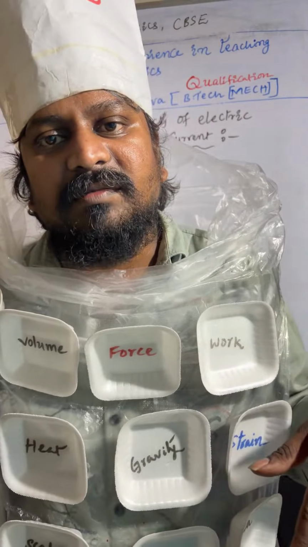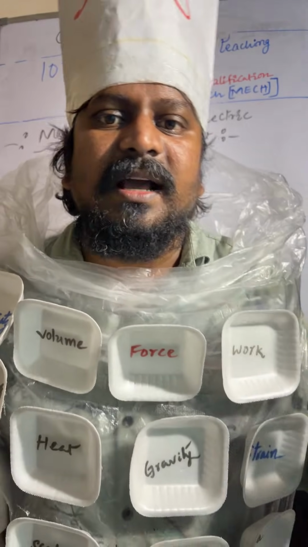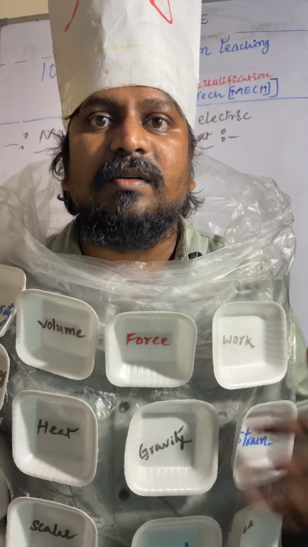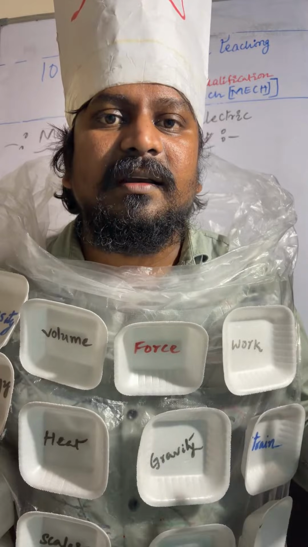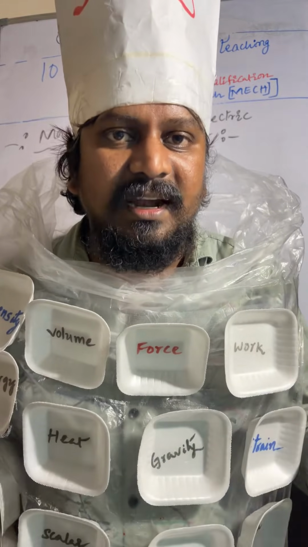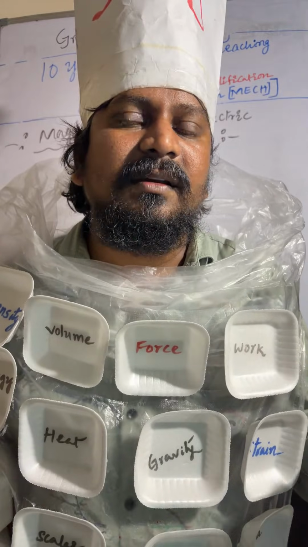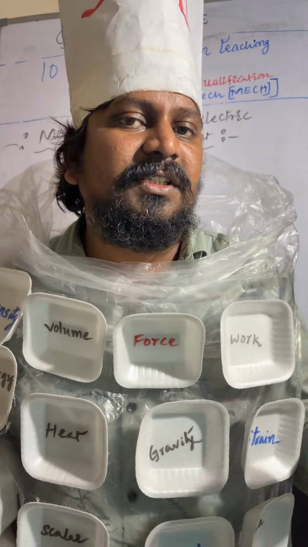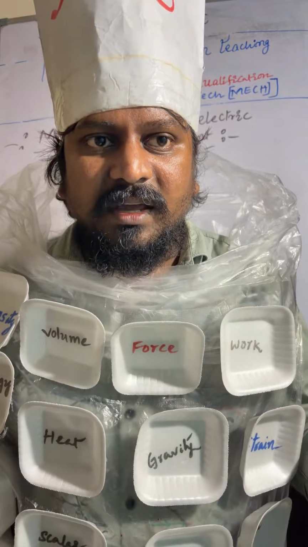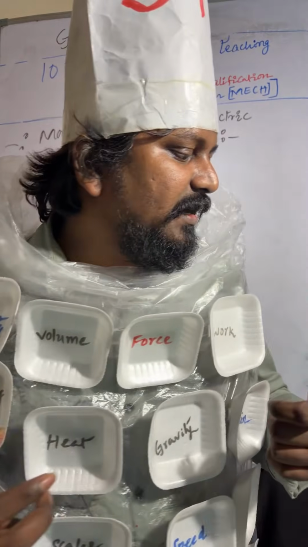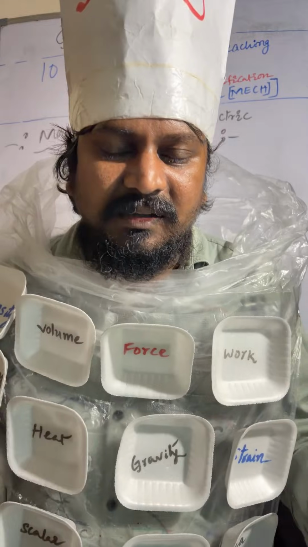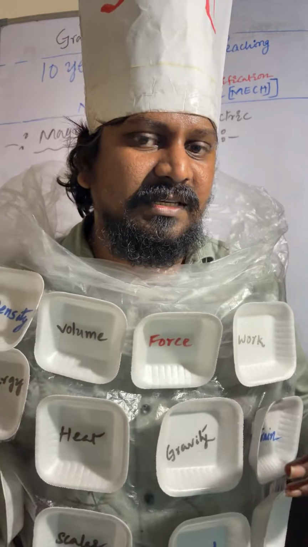How will the magnetic field be there, what are the properties of magnetic field lines around the bar magnet, in which direction the magnetic field will be there around the magnet, and what are the properties of the magnetic field lines? Everything we'll discuss now.